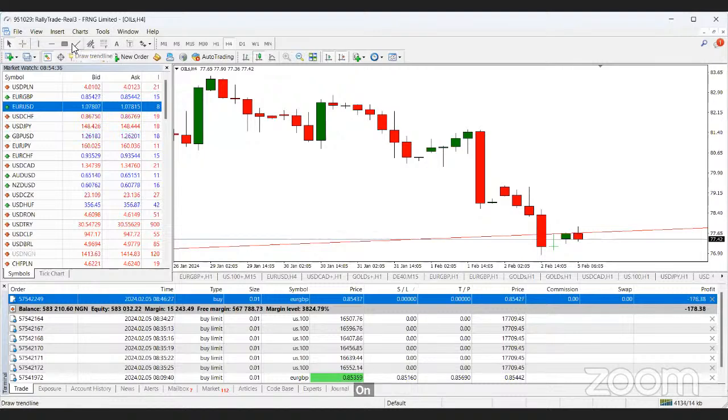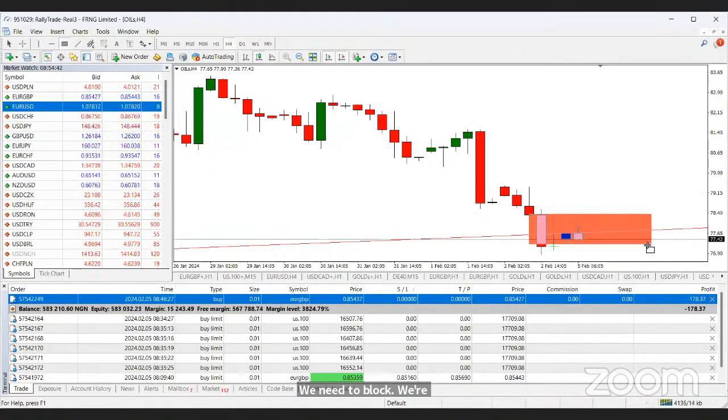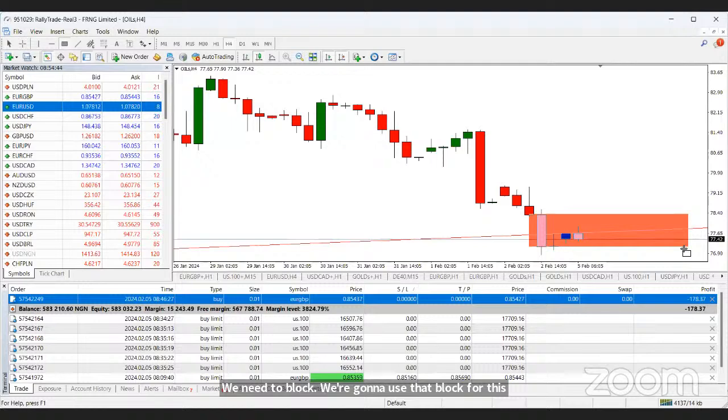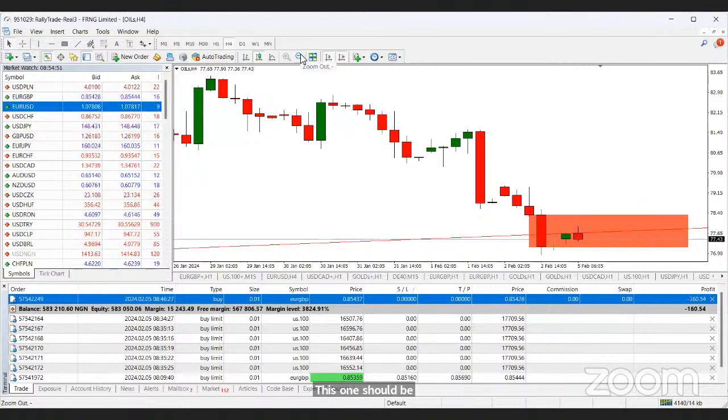So I'm going to just plot something for you guys to check. We're going to use the block tool for this one. I'm going to block this candle completely. This one should be a good one for you. So all of us should look at this crude oil very well. Wait for the price to close outside of this painted area. When it closes outside of that painted area, especially if it closes to the upside, go ahead and buy. You'll make money. So that means we can use buy stop and sell stop, right?